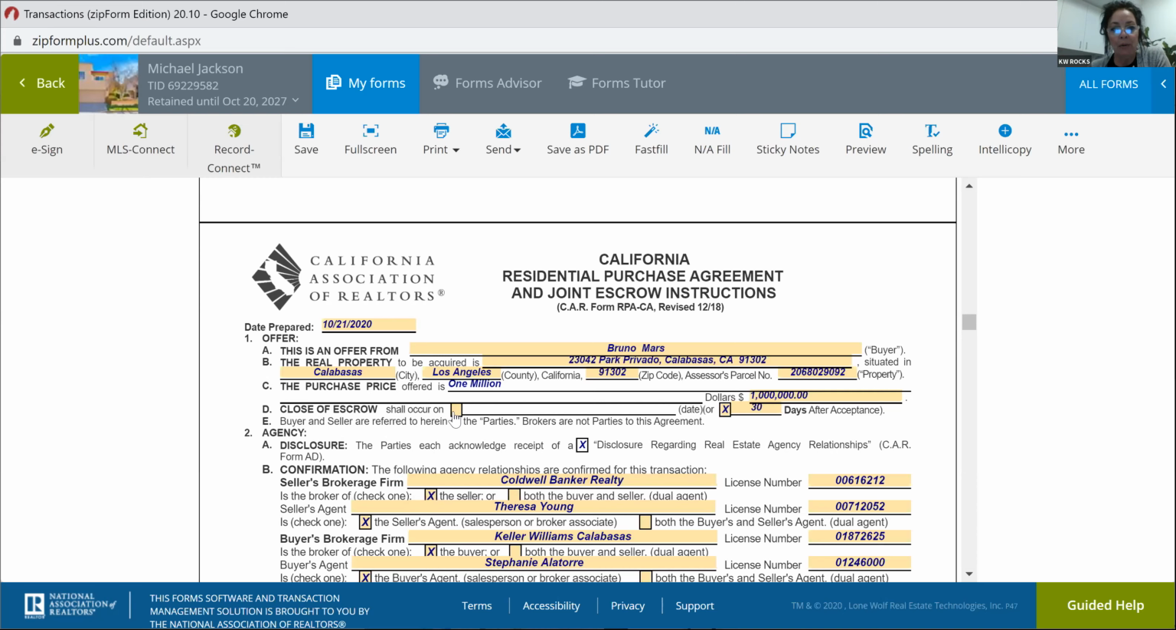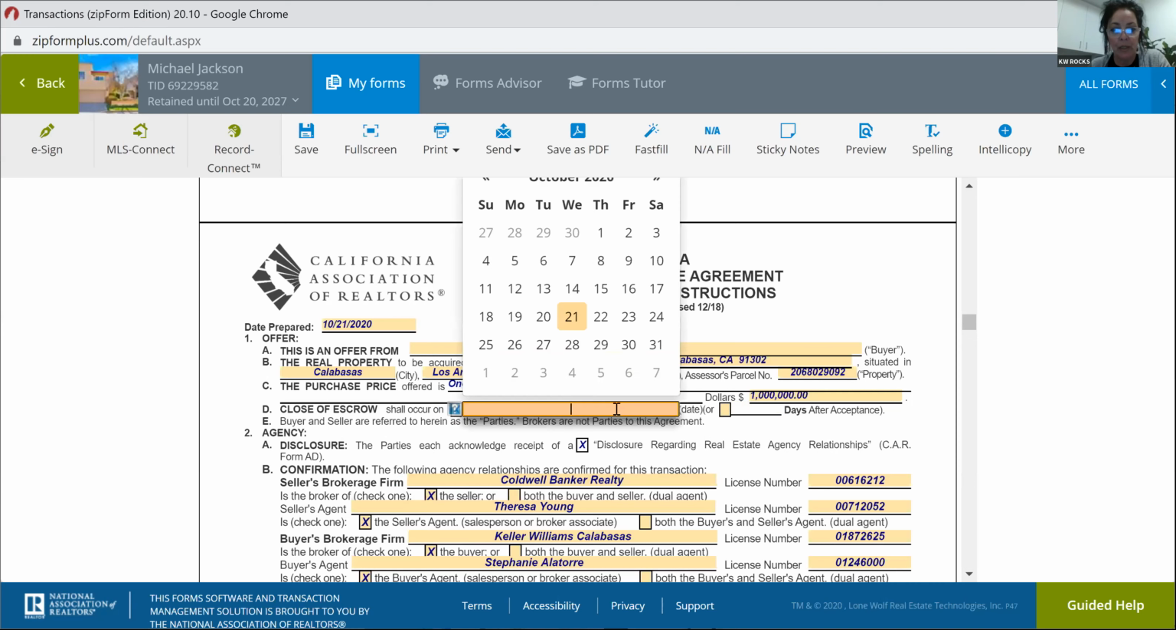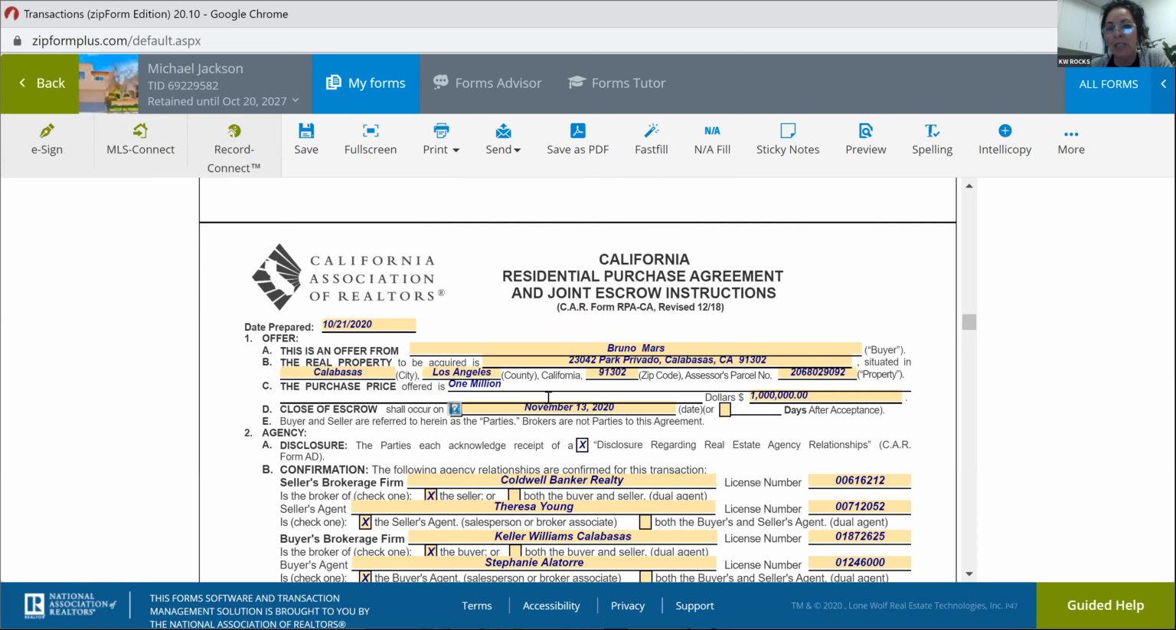The only time I would put close of escrow to occur on a specific date is, let's say the buyer has a house that they're selling and it's closing on November 15th, right? So you want to have a concurrent close, let's say November 13th. Then you can put a specific date, or if it needs to close by the end of the year. But more times than not, we are doing a 30-day, 45 or 60, whatever the case may be.